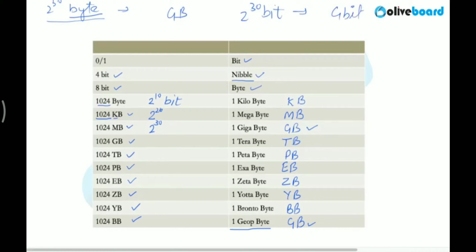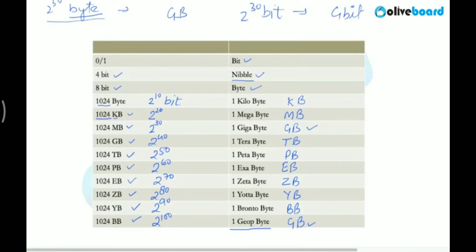Let us now write the entire chart here. 2 to the power 30 stands for gigabyte, 2 to the power 40 is for tera, 2 to the power 50 is for peta, 2 to the power 60 is for exa, 70 is for zetta, 2 to the power 80 is for yotta, 2 to the power 90 is for bronto, and finally 2 to the power 100 is for the geobyte. I hope this is clear to you and you are able to tackle the questions and answers from this particular portion.